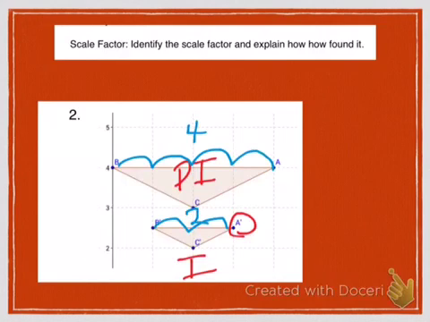So I've got to find my scale factor, so I'm going to say 4 times what number equals 2. And whatever I multiply by is my scale factor. So my scale factor is going to have to be 1/2. Notice it's a fraction because the image is smaller than the pre-image.